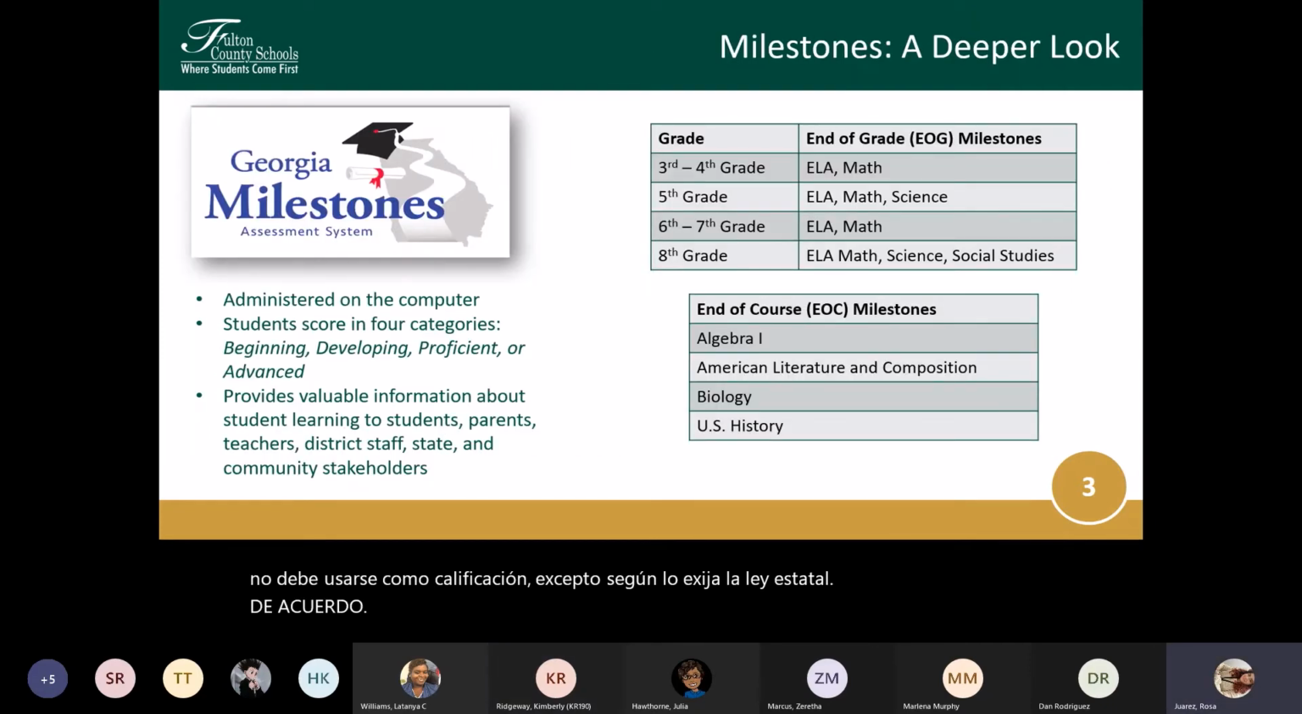Administered on the computer, the students score in 4 categories: beginning, developing, proficient, or advanced. And it provides valuable information about student learning to students, parents, teachers, district staff, state, and community stakeholders.